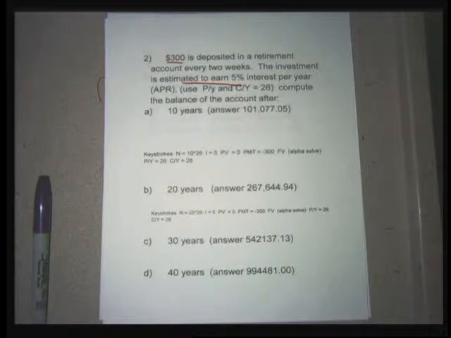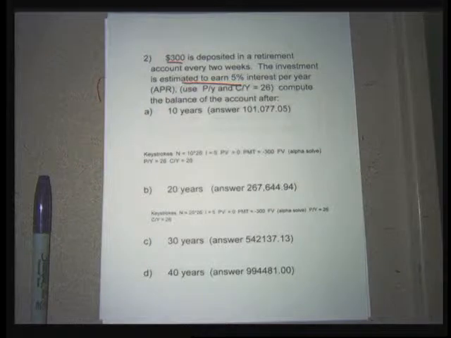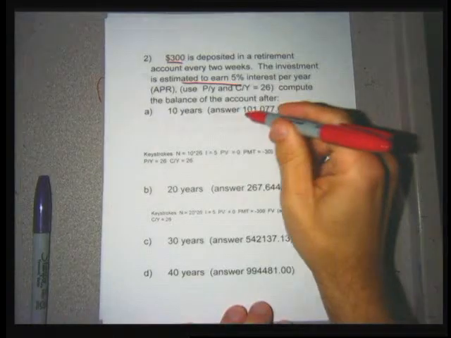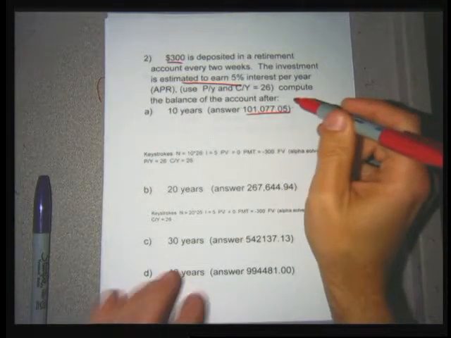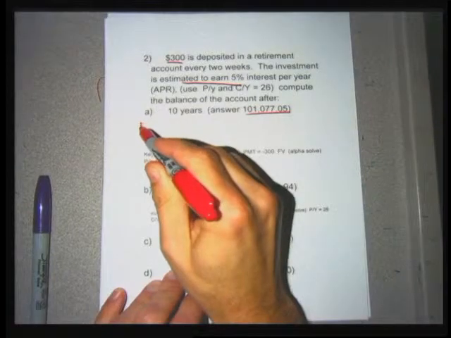So I'm going to figure out, if I start off today, and for every 2 weeks out of every paycheck for the next 10 years, I get $300 put into a retirement account, and that money earns 5% interest, how much money will I have in 10 years? Well, apparently the answer is $101,000, but how do I get there? In order to do this problem, I'm going to use the TVM solver screen again.